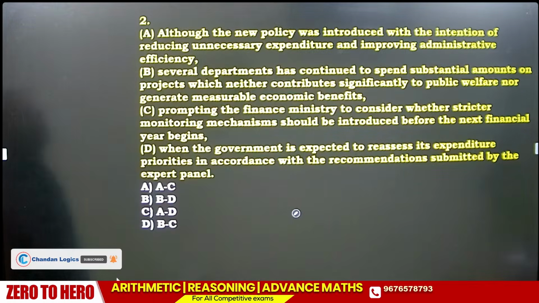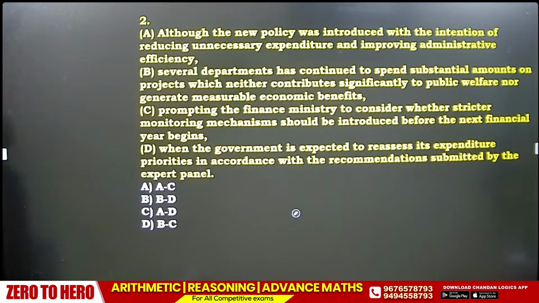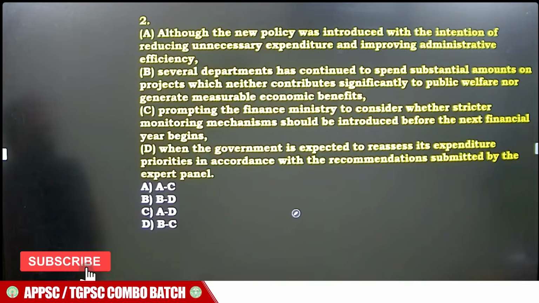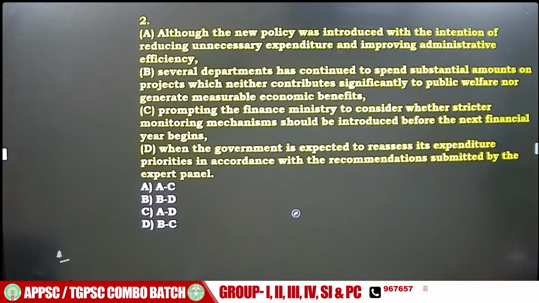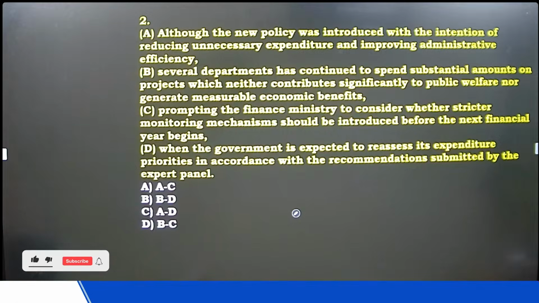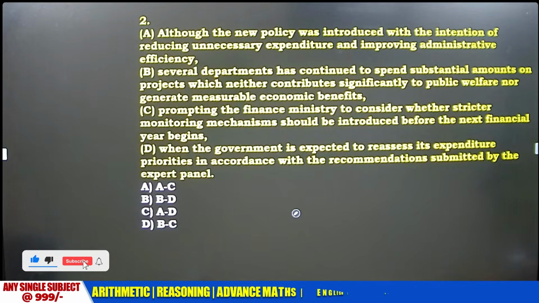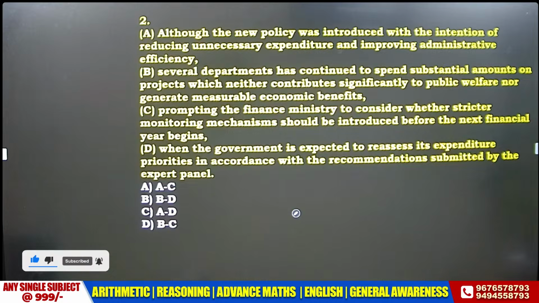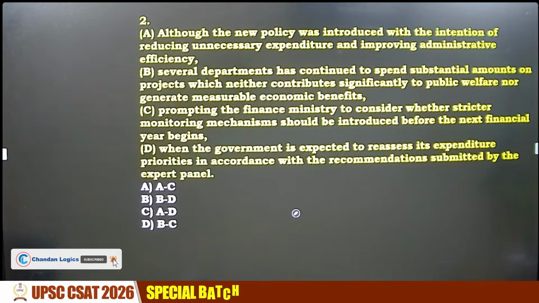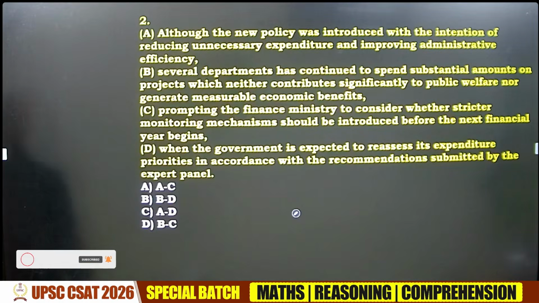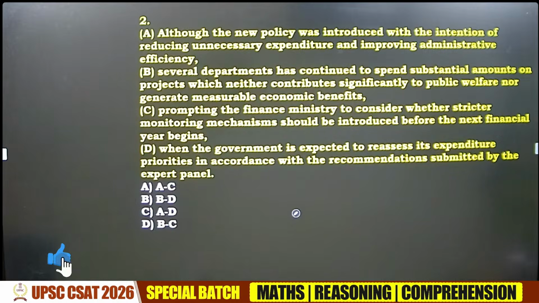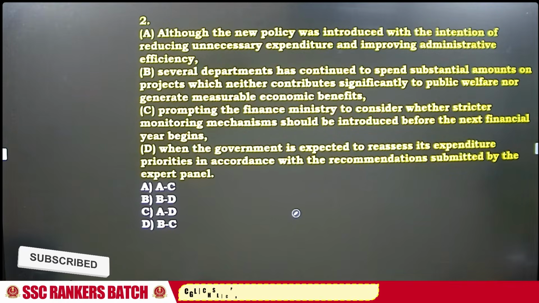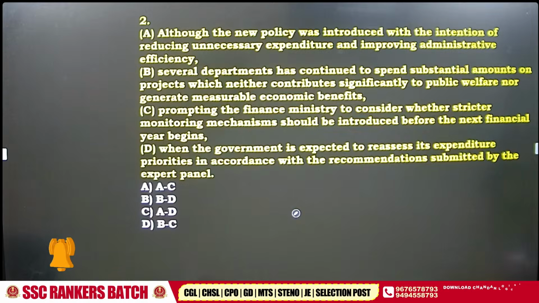Can you try the second one? Who's going to give the answer first? Fastest answer first. Find the error.